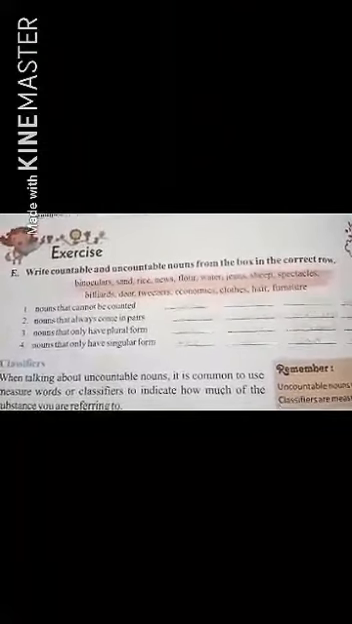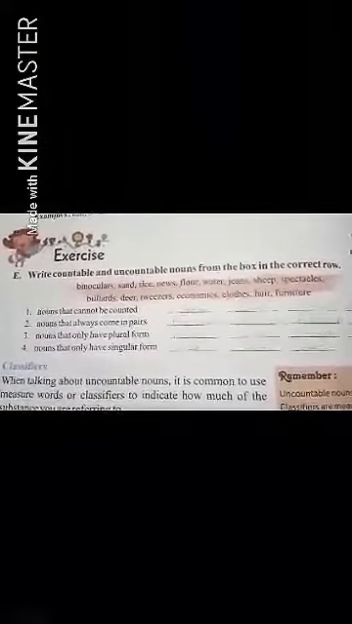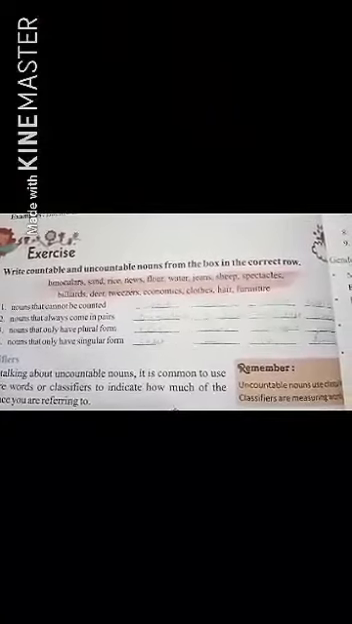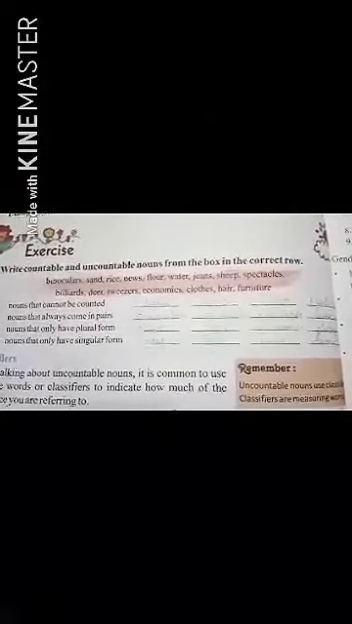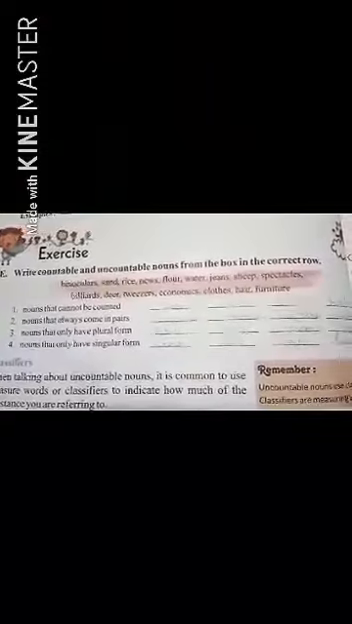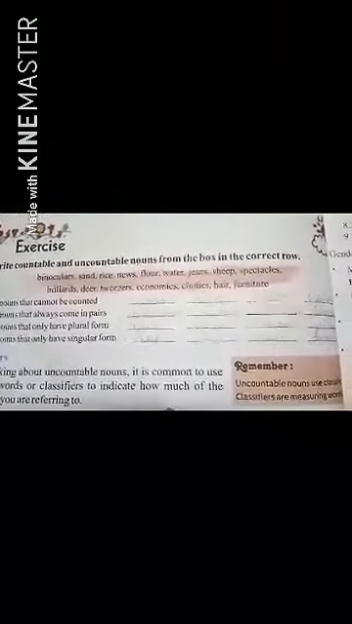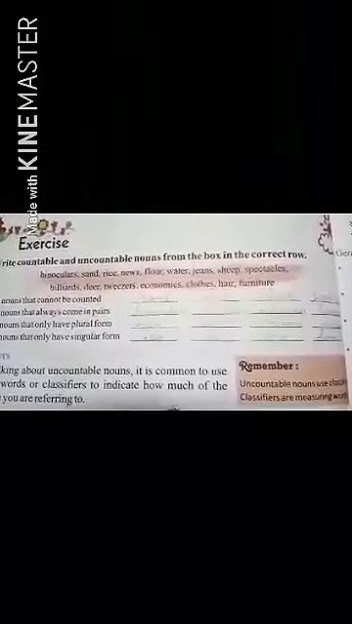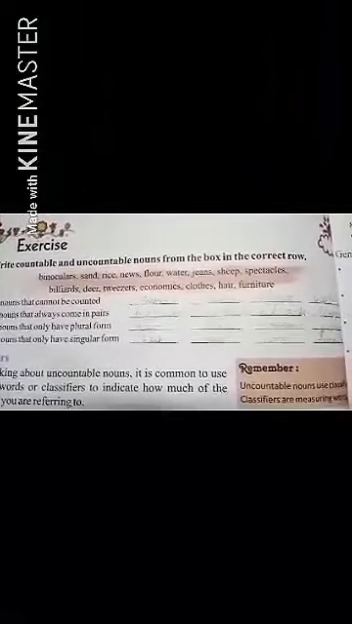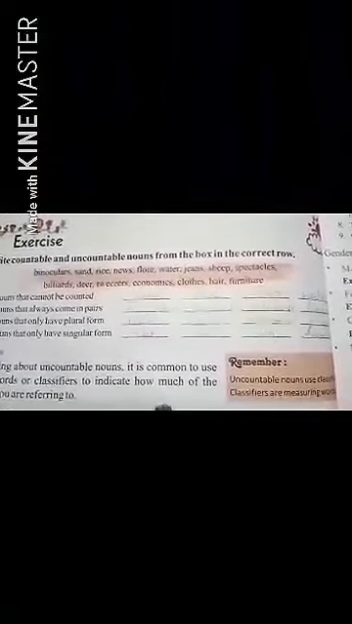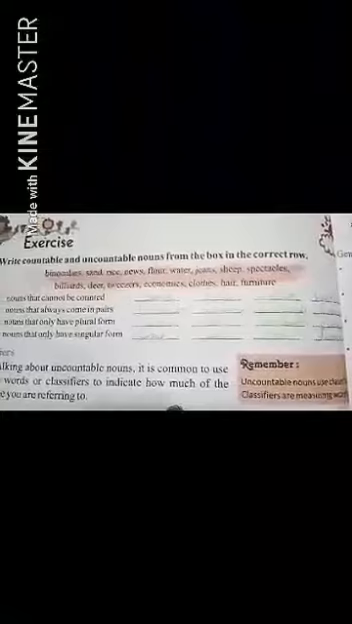Now coming to exercise E, write countable and uncountable nouns from the box in the correct row. Question number 1, nouns that cannot be counted. They are sand, rice, flour and water. These nouns we cannot count. Nouns that always come in pairs. Some nouns we always write and say in pairs. They are binoculars, spectacles, billiards and tweezers. We always use these words in pairs.